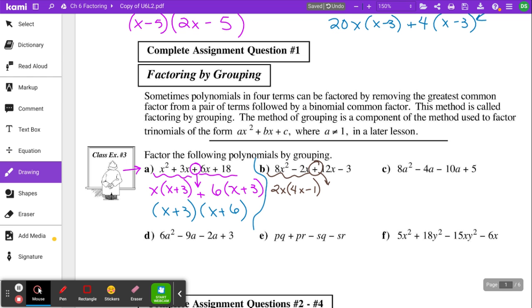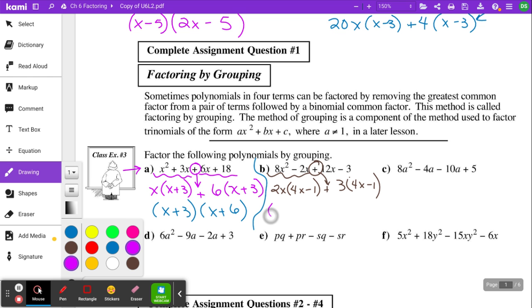What's your common factor? A 3. And what do you have left? 4x minus 1. Oh, imagine that. What's your common term? 4x minus 1, rip it out. Write down what you had to multiply by. Done like dinner.